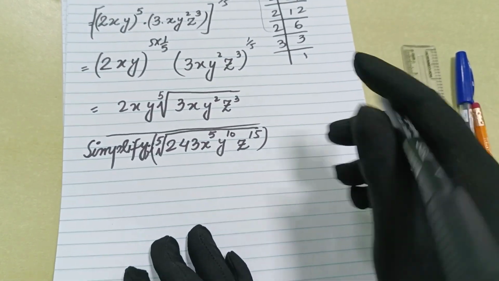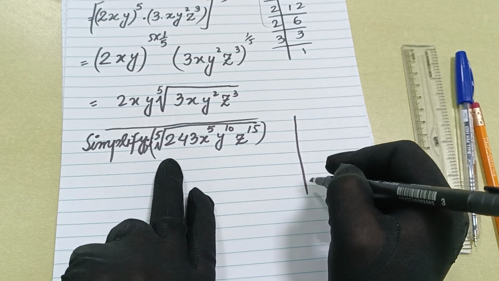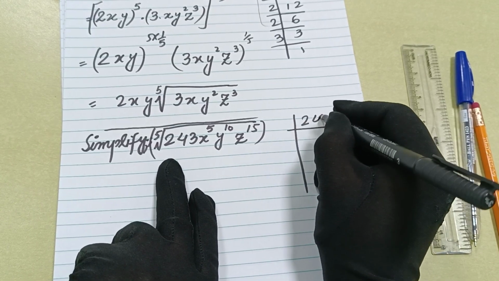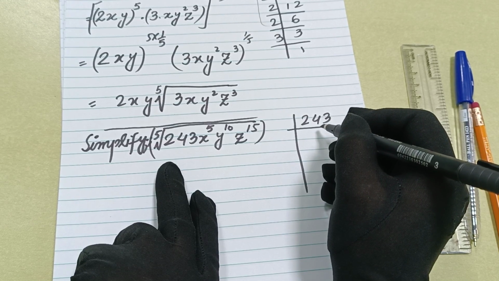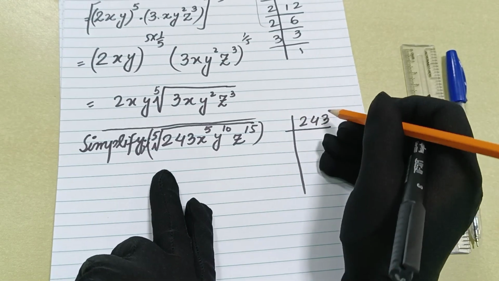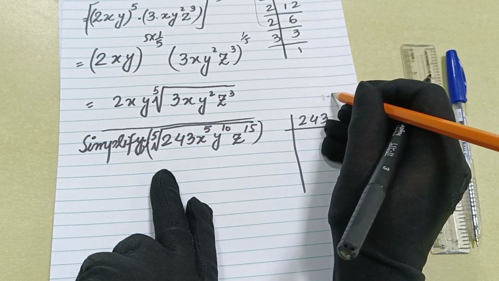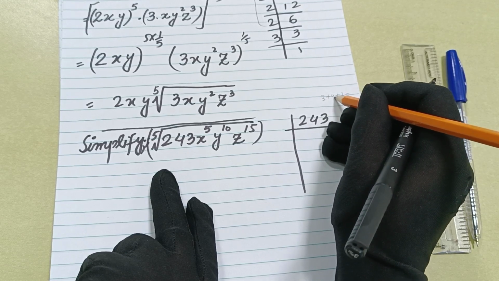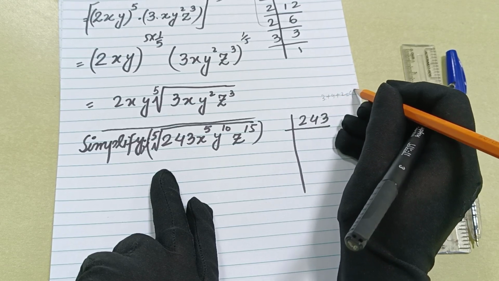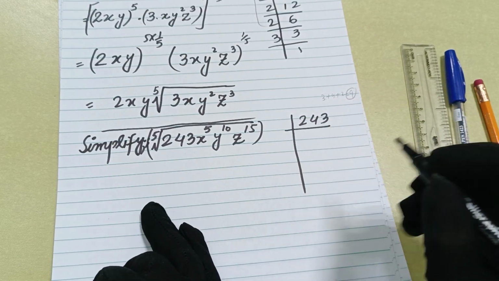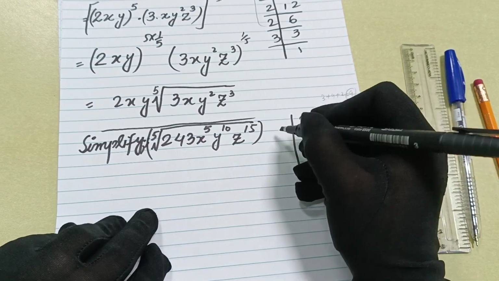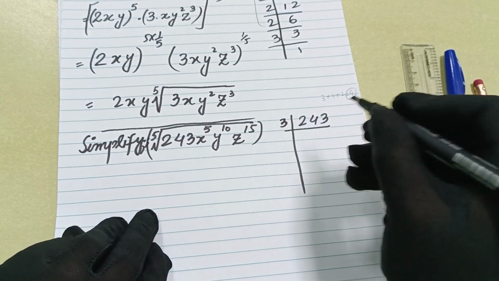Now simplify this one. As I told you already, just do the factorization of this number. This has 3. According to the divisibility test, add the digits. 3 plus 4 plus 2. 3 plus 4 is 7, 7 plus 2 is 9. As it is giving 9, it means that this number is a multiple of 3. So the whole number can be divided by 3.